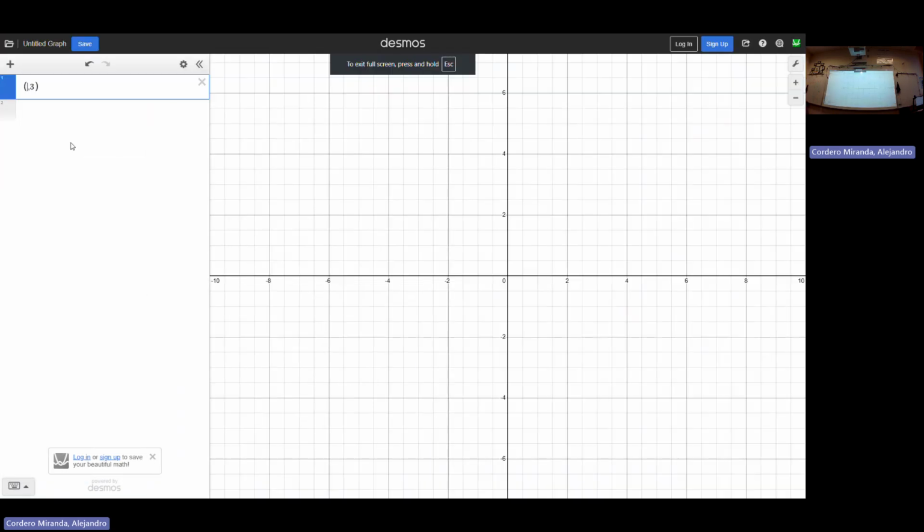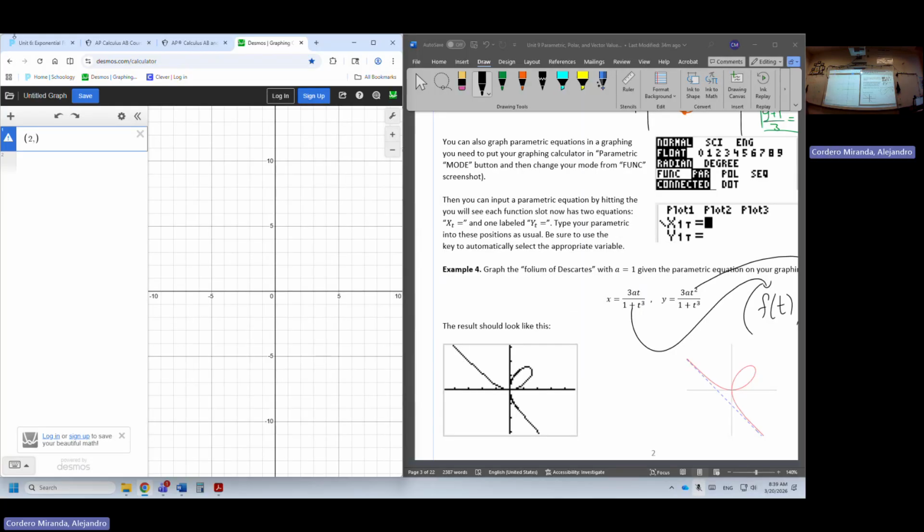But you can also put full function of x and oh, that's not what I wanted. Rats. I don't know how I did that. Now I can't get out of it.